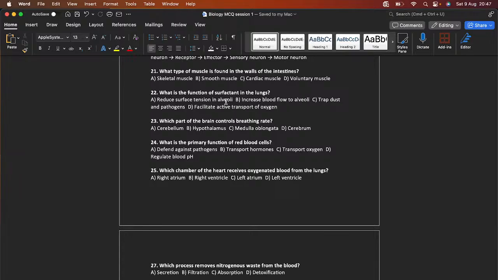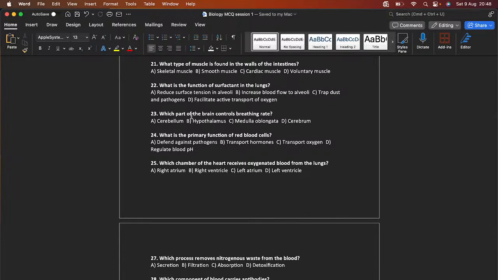So there are types of cells which are called the type 2 pneumocytes within the alveoli. They produce the surfactant, which is essentially almost like a small liquid that surrounds the wall of the alveoli and therefore reduces the surface tension in the alveoli in order to prevent the alveoli from collapsing.